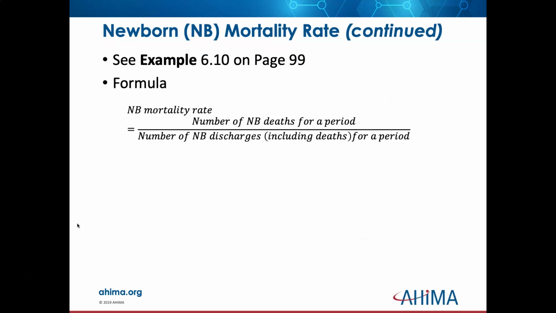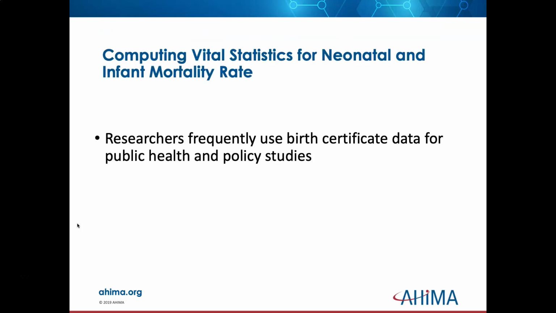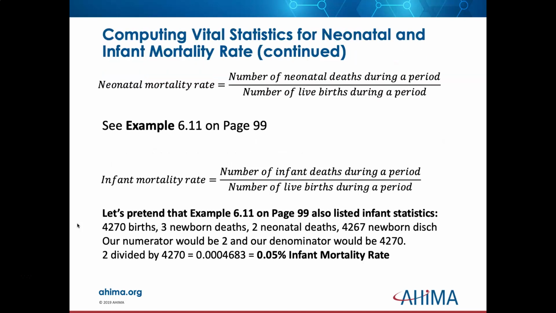An example that walks you through it is example 6.10 on page 99 in your book. And I like this one because it actually shows you the formula for an infant mortality rate, so you can compare the two. But it'll walk you through what your newborn mortality rate is. So again, they're different, so watch out for that. And again, researchers frequently use birth certificate data for public health and policy studies. Just FYI.